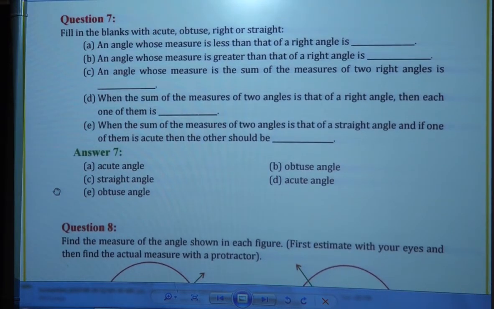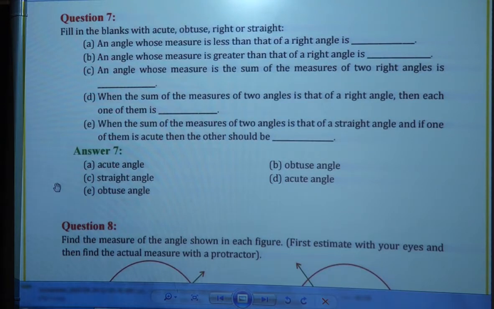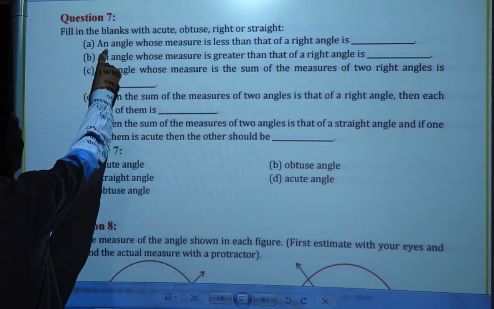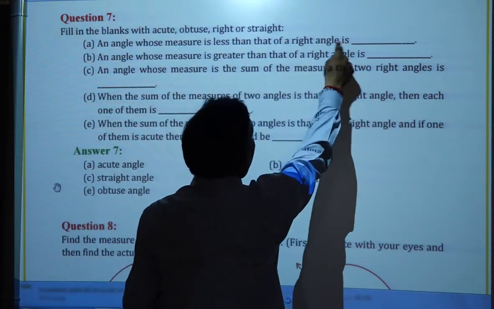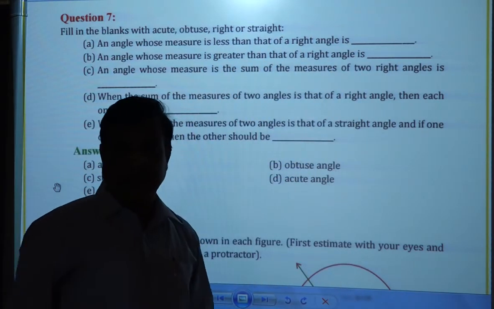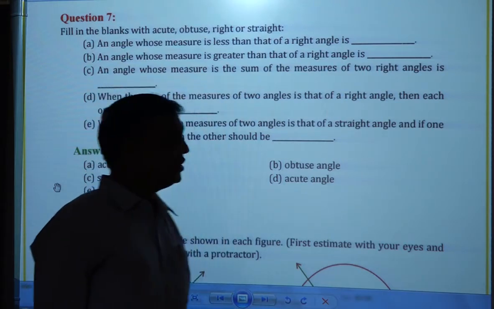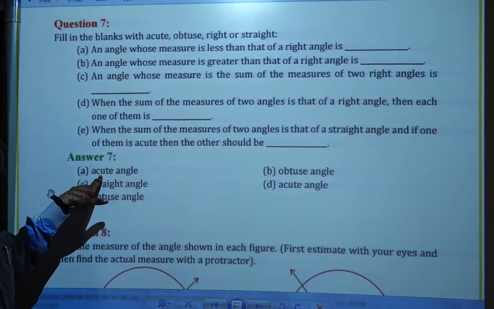Now question number 7 is a fill in the blanks. An angle whose measurement is less than that of a right angle is. If the measurement is less than a right angle, it is an acute angle. The first blank is acute angle.